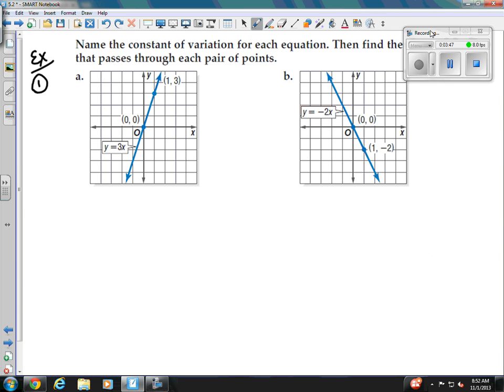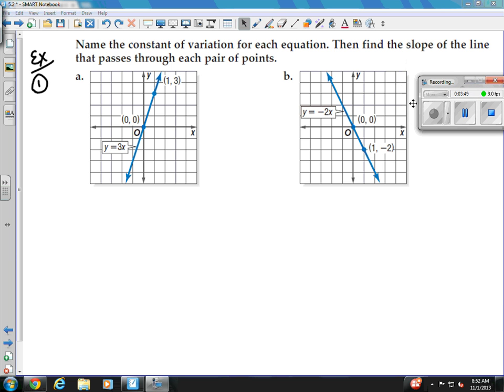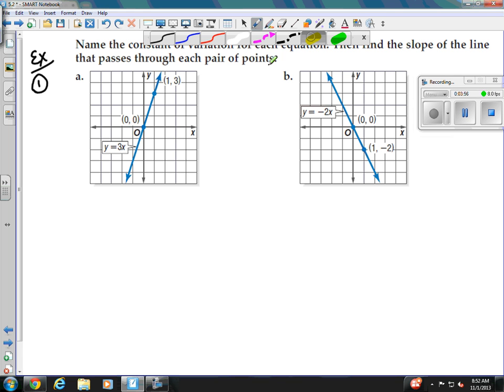So let's look at our first example here. It says name the constant variation for each equation. So remember we said constant variation is our slope, and it says then find the slope of the line that passes through the 2 points. So if we're looking for constant variation, we're also looking for slope. It's just wanting you to realize that both should be the same thing. Your constant variation and your slope should be the same. So remember, for today, slope gets the variable k. So I'm going to put k equals.